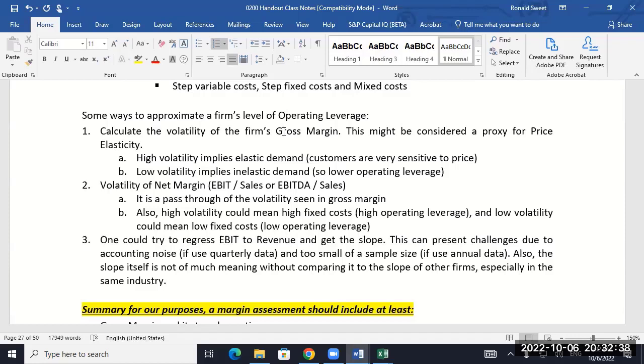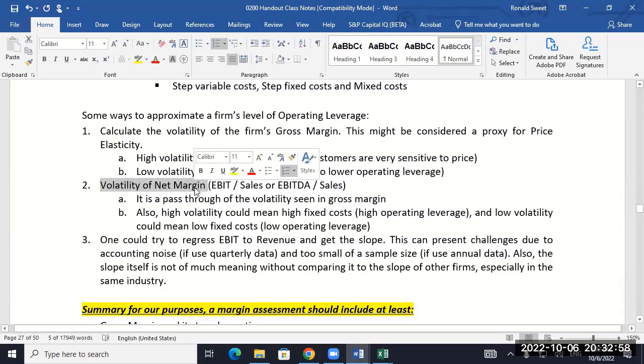People buy the same number of cigarettes, their gross margin stays steady. If you have a volatile gross margin, you probably don't have pricing power. Your costs go up, you're going to eat some of that, it's going to shrink your margins. So I look at volatility of margins and it tells me something about elasticity of demand. The volatility of net margin is a pass-through again of the gross margin, but I actually think firms with high fixed costs should have more volatile net margins. So that's one way I try to calculate it.